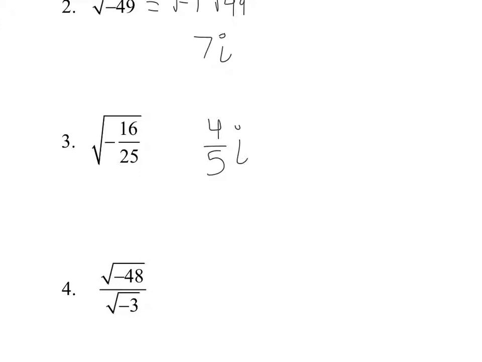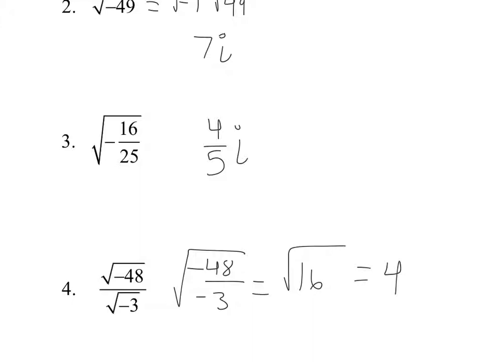Now here, since they're both underneath the square root, you can treat it like this, but that's just 16, so it's 4. There's no i, because what's a negative divided by negative? A positive. Okay?